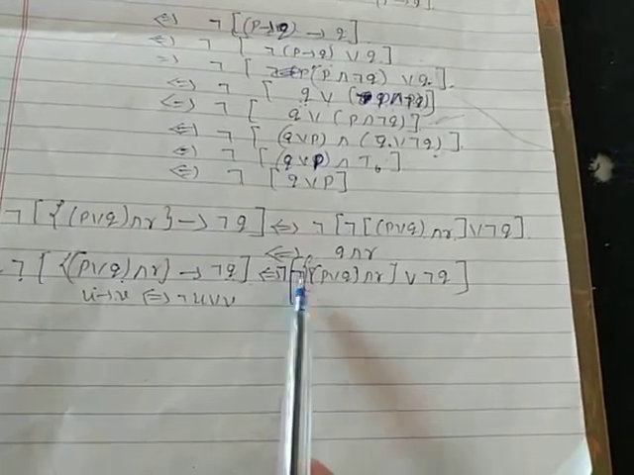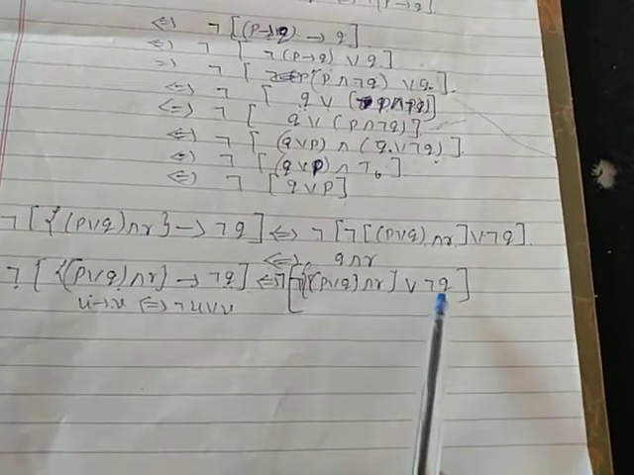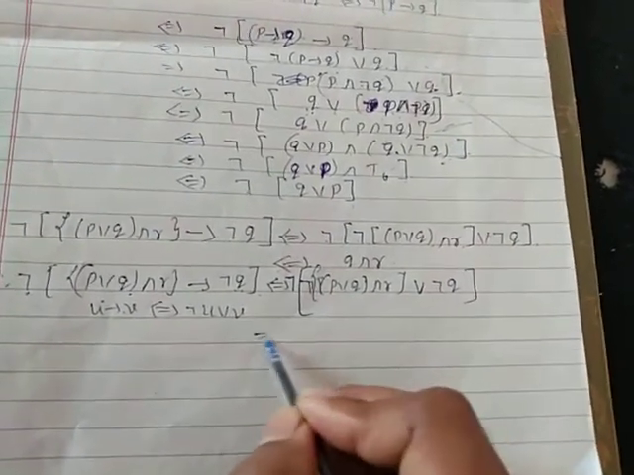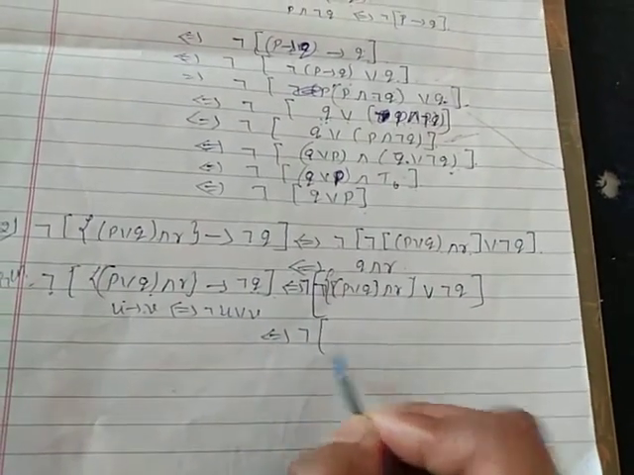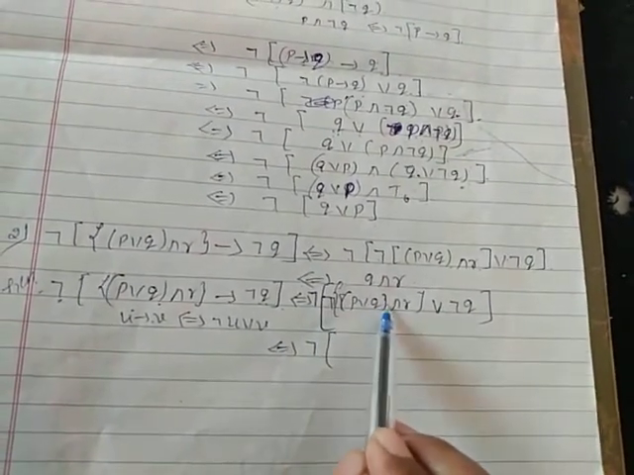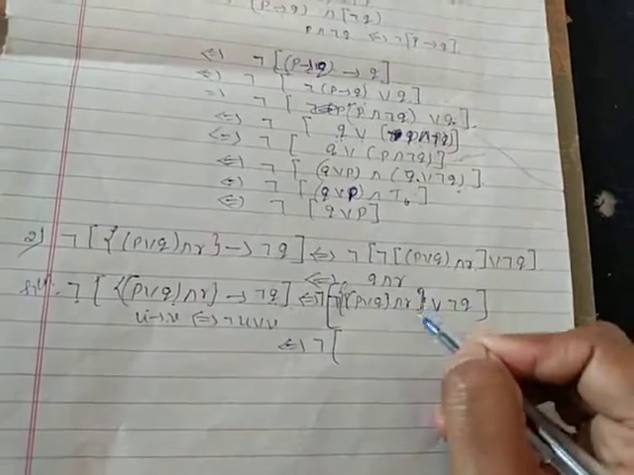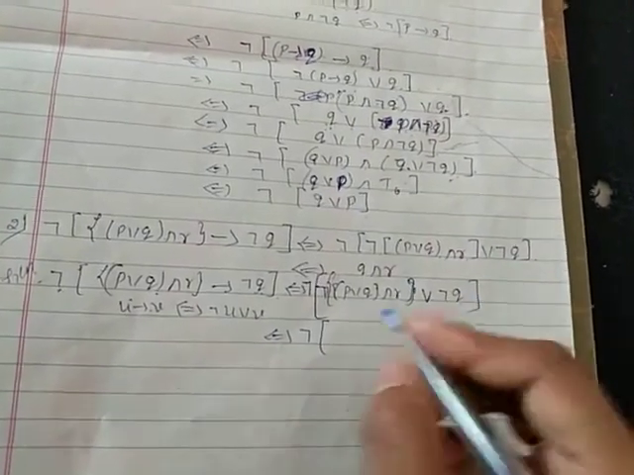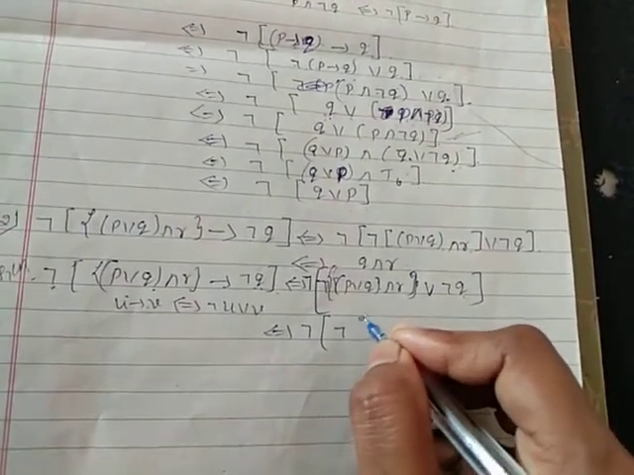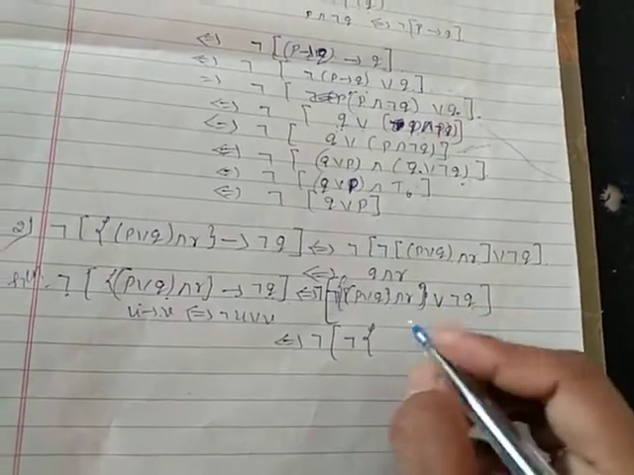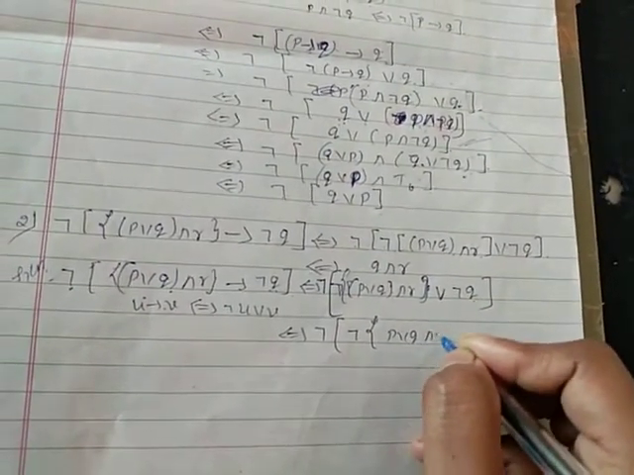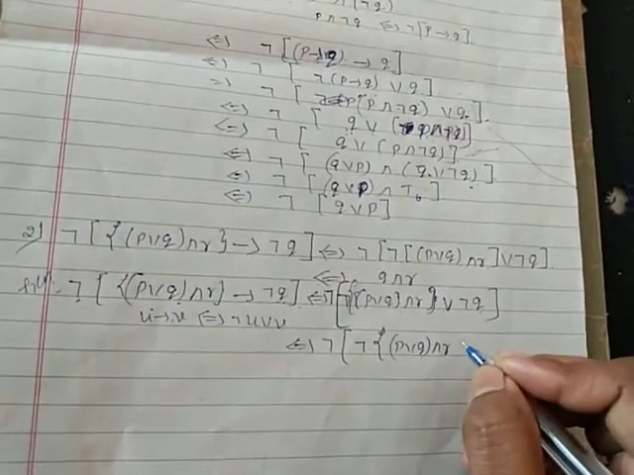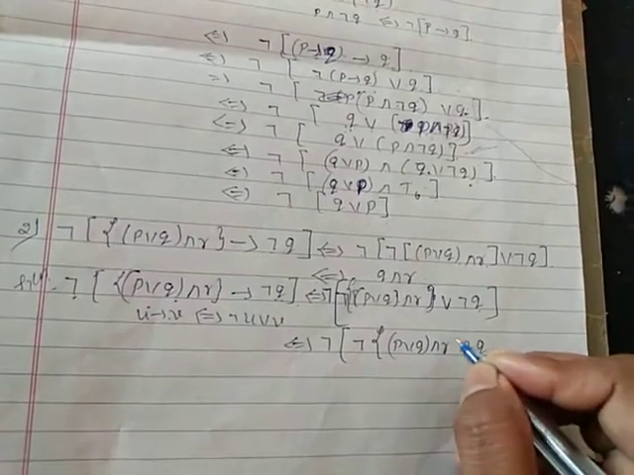Now negation of P or negation of Q is equal to, already one negation is outside, negation of (P or negation of Q) is equal to negation of P and Q, and Q.